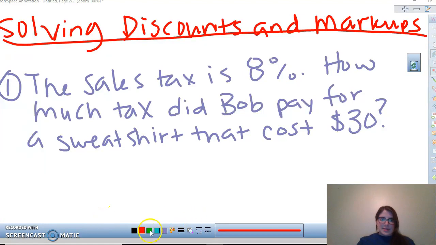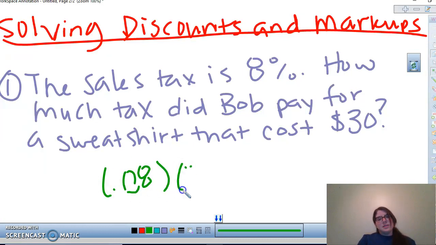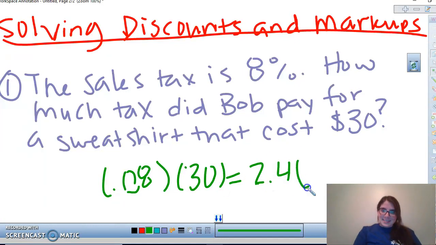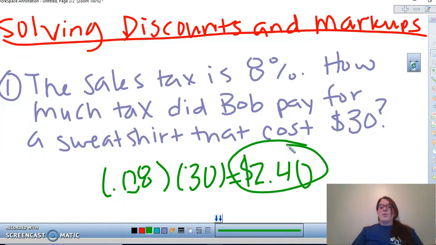So our first task is going to be to find how much 8% of 30 is. So we need to take 0.08 times 30. And when we do that, we should be getting 2.4. We're talking about money, so you need to add a 0. So you have $2.40. Now ask yourself, is that the total or is that the tax?